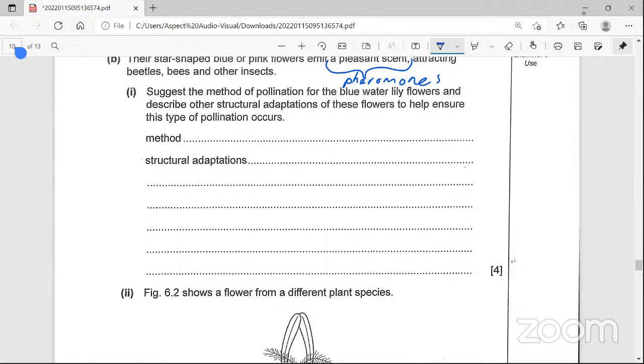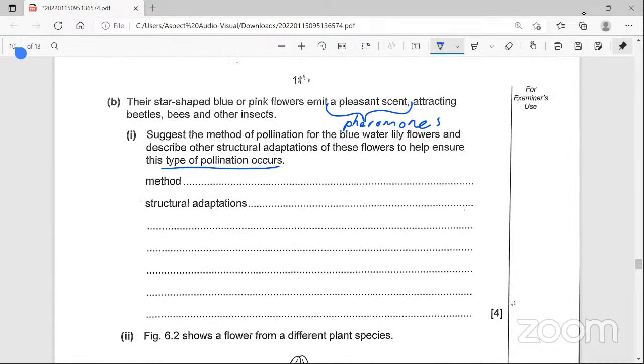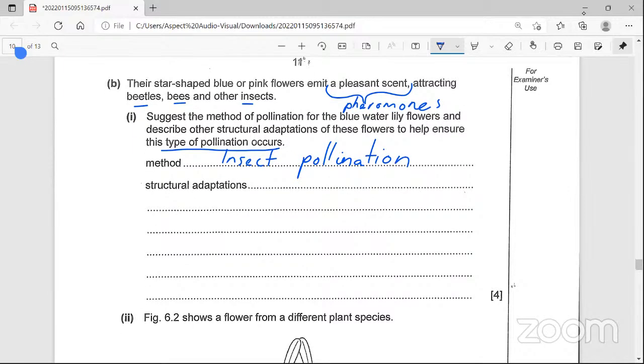Suggest the method of pollination for the blue water lily flowers and describe other structural adaptations of these flowers to help ensure this type of pollination occurs. When we're using insects, those are the ones that are attracted here. You can see your beetles, bees, and other insects. So what pollination do you call it? Is it cross-pollination? Insect pollination, because it's being carried out by insects. Are we together? That's the type of pollination.